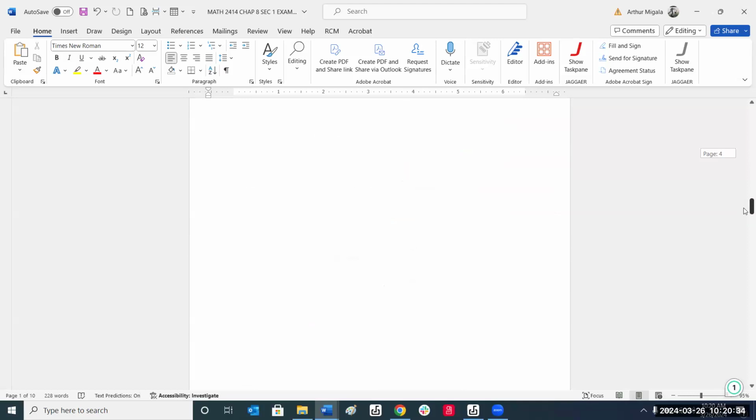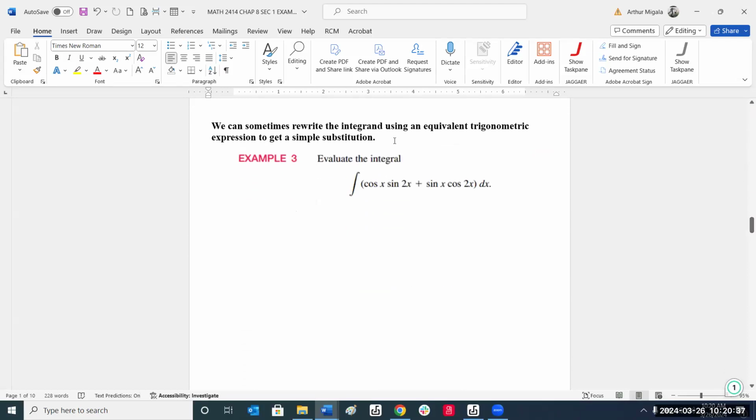Let's look at example 3. We can sometimes rewrite the integral using an equivalent trigonometric expression to get a simple substitution. So this one down, we have example 3. Evaluate the integral of cosine of x sine 2x plus sine x cosine 2x dx.